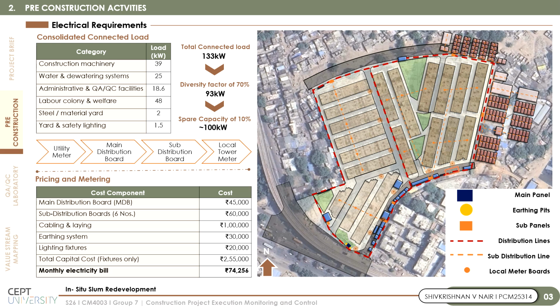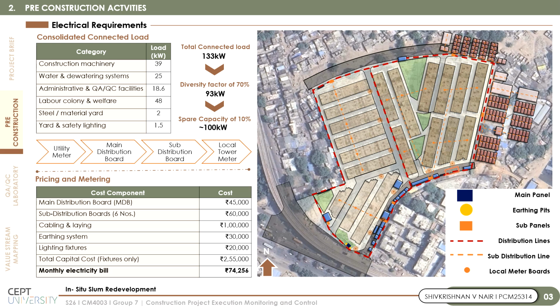This slide presents the electrical planning and distribution system developed for the site. The connected electrical load was calculated by considering construction machinery, water systems, administrative facilities, labor colony requirements, steel yards, and lighting loads. The total connected load came to approximately 93 kilowatts. After applying a diversity factor and spare capacity, the final requirement was estimated at around 133 kilowatts.